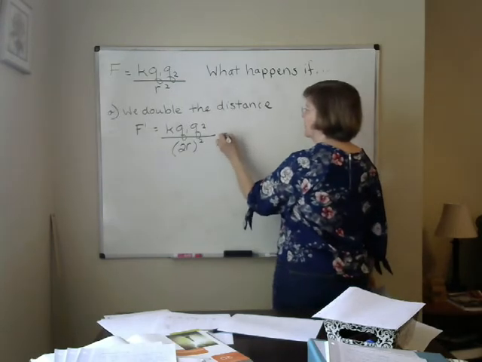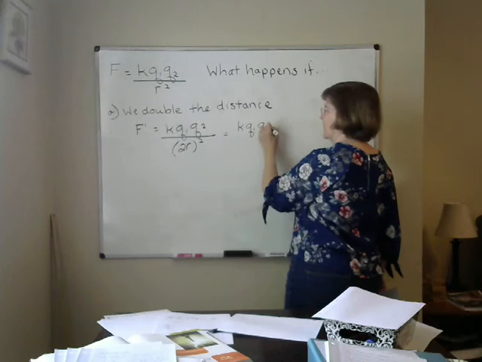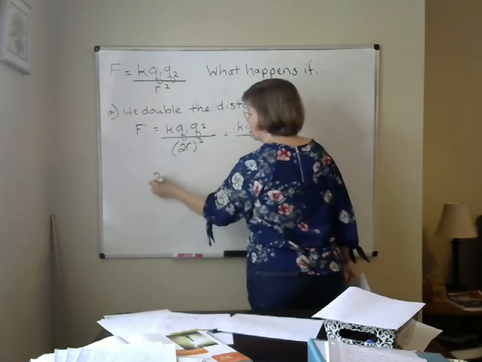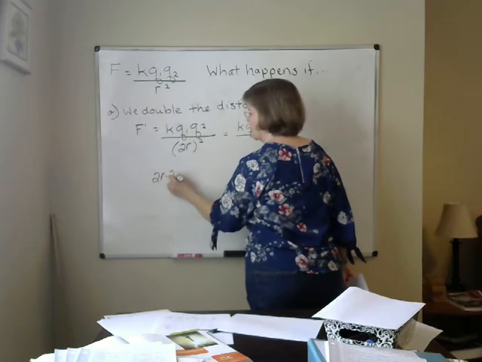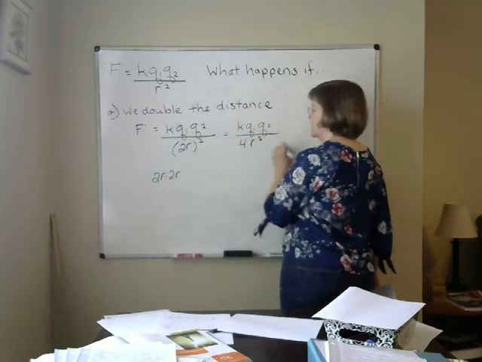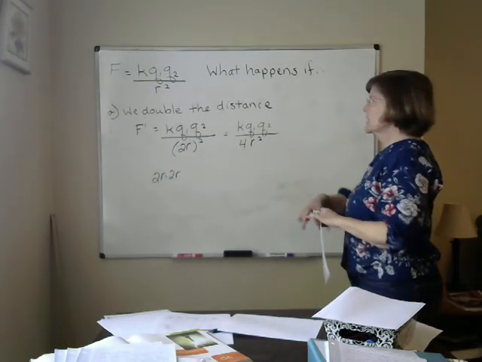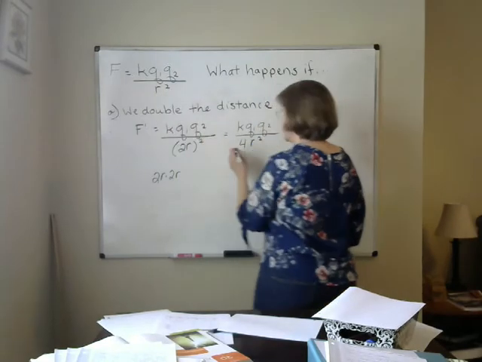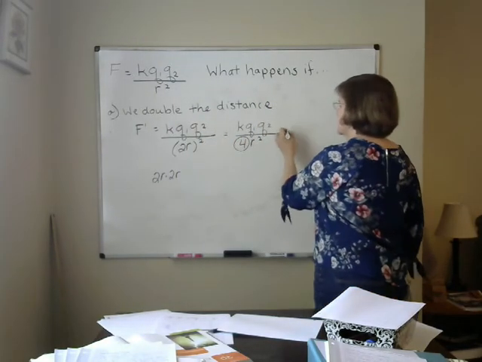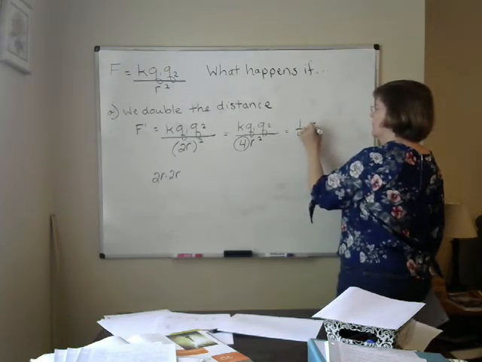Well, here's where we have to be really careful. 2r squared means 2r times 2r is 4r squared. If we double the distance, this looks exactly like it looked here, except for this 4 right here. This is equal to 1/4 the original force.